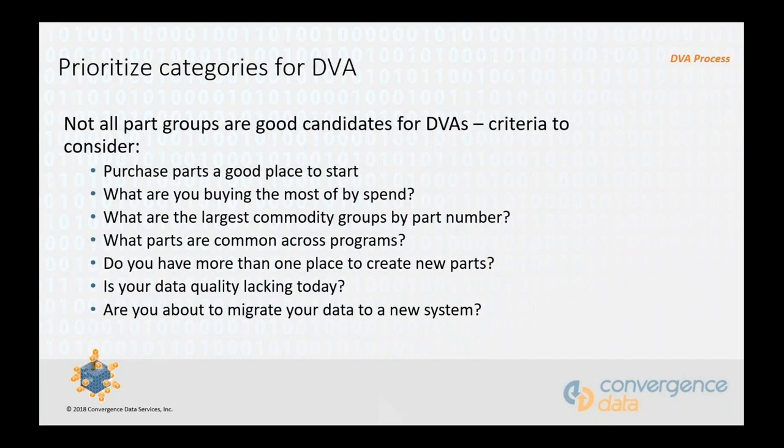And it's also good to know, are these parts that you're looking at cut across a lot of different programs and platforms and different divisions? That's also usually a good candidate for a DBA. And if there is more than one place to create a part, then you know you probably have a good opportunity to see results from a DBA, because it's probably duplicates. And as we talked about earlier, if you have poor data quality for a particular commodity group, that's another criteria to consider.